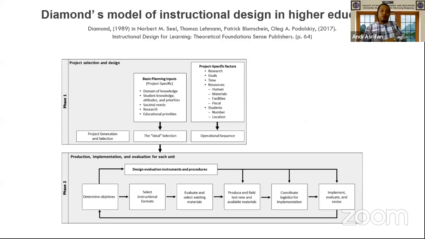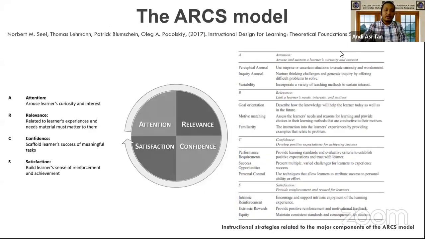This is the Diamond model of instructional design. We underline that this is very suitable for higher education. We have two phases. The first phase is named project selection and design, and the next phase is production, implementation, and evaluation for each unit of instructional design.